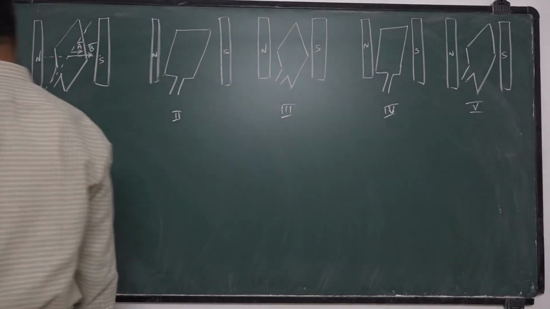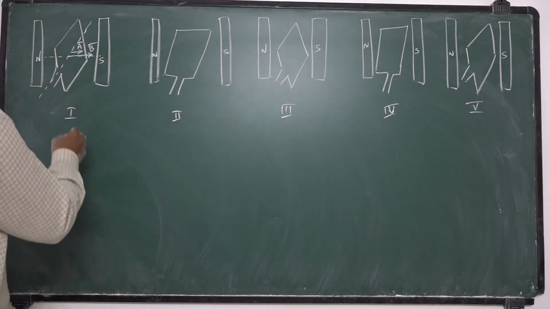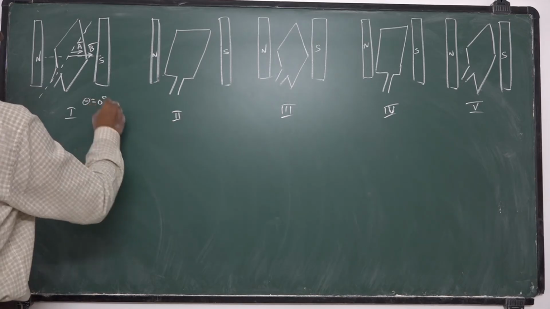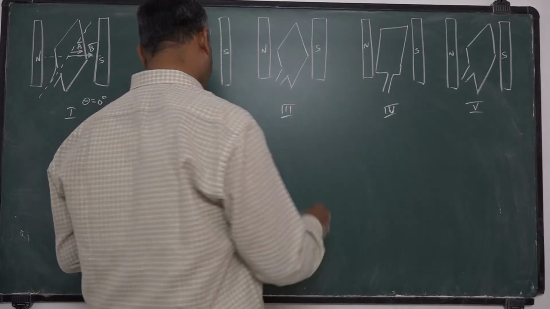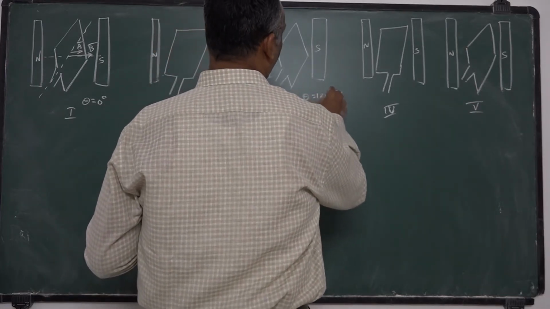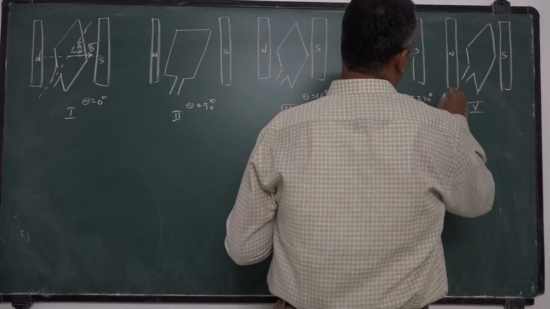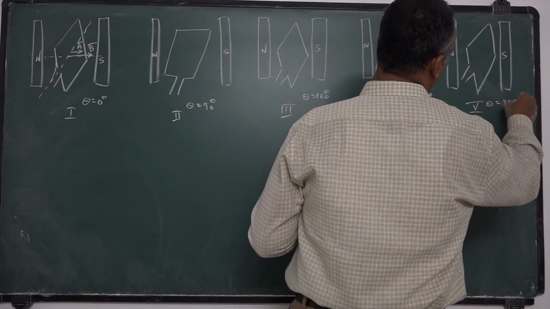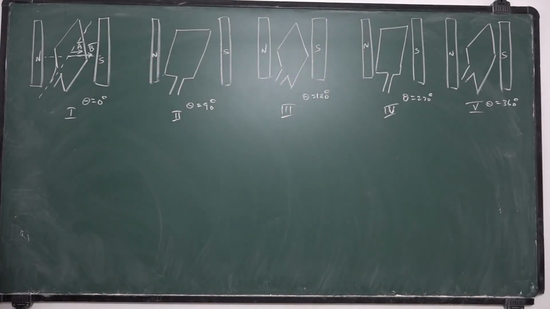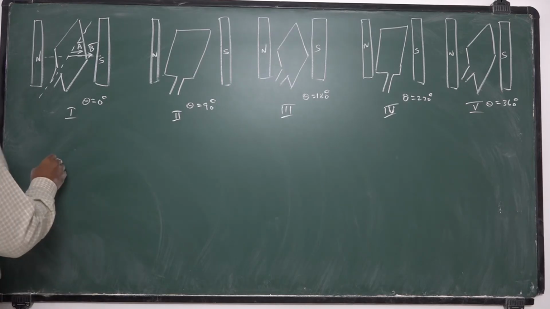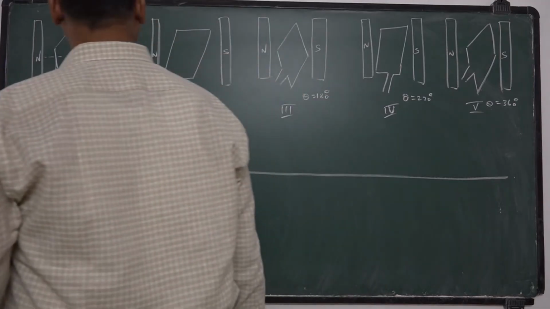Here, angle between B bar and A bar, theta is 0. Here theta is 90. Here theta is 180. Theta is 270. Theta is 360. So I have taken the complete rotation of a coil in different phases. So the corresponding EMF developed is given like this.